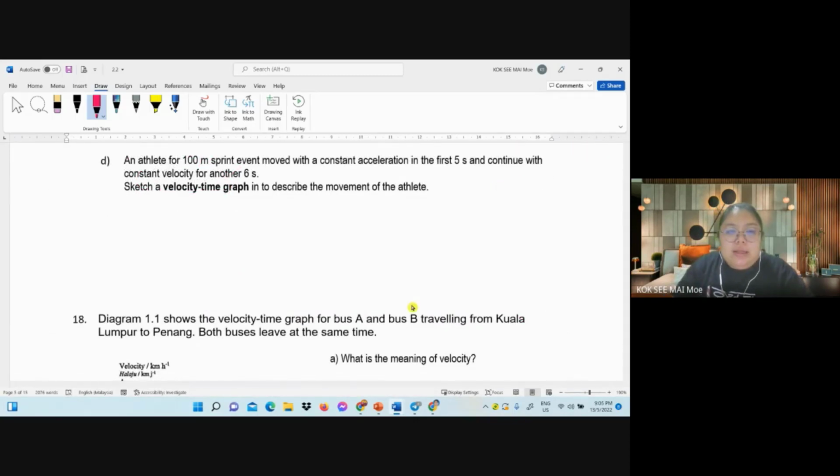Okay, now the athlete is for 100 meter, the sprint event. Move with constant acceleration in 5 seconds. Okay, and continue with constant velocity for 6 seconds. So when starting is a constant velocity, then they want you to draw the VT graph. Okay, if constant acceleration actually is a velocity increase. Okay, so this one is a constant velocity.